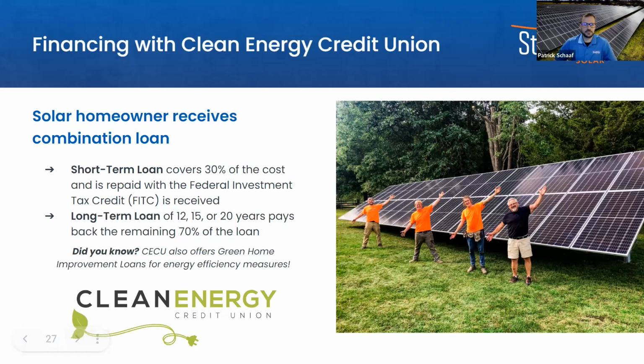We do offer financing through the Clean Energy Credit Union. The solar homeowner receives what we call a combination loan. So the short-term loan is taken out. It's two separate loans. One loan is 30% for the federal tax credit and is repaid within, I think, 18 months. The long-term loan, or you can choose 12, 15, or 20-year, pays for the remaining 70% of the loan. The idea there is to try to keep the monthly payments as low as possible, because that federal tax credit is assumed in this case to be recouped and paid off within 18 months.